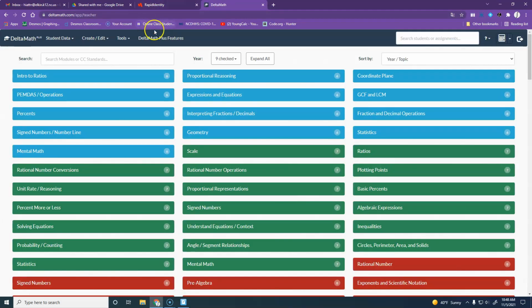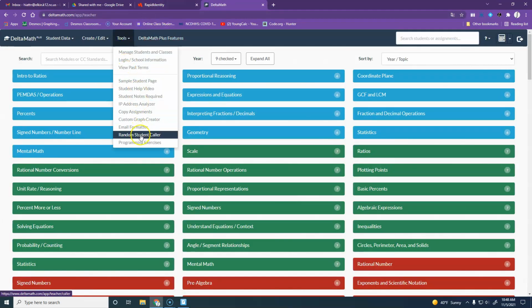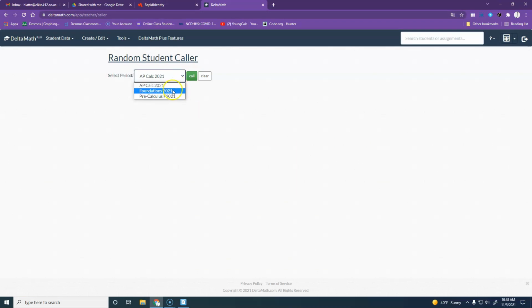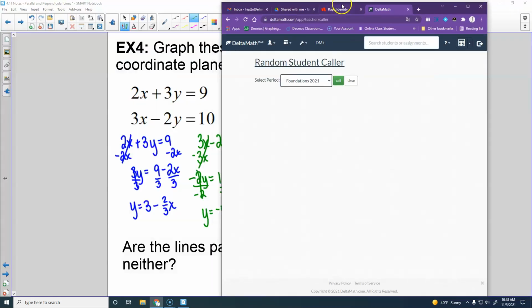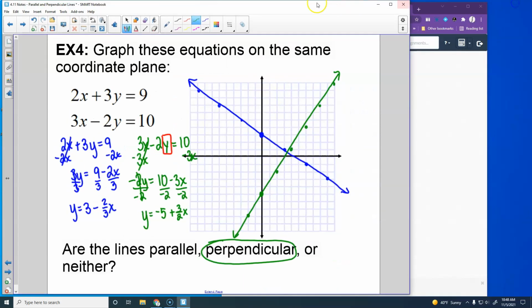No, Delta Math just has a random name generator on it. It's not as fun as the wheel spinning, but it already has your names in it, so it's quicker. Can we do one of the ones I actually think I might know?